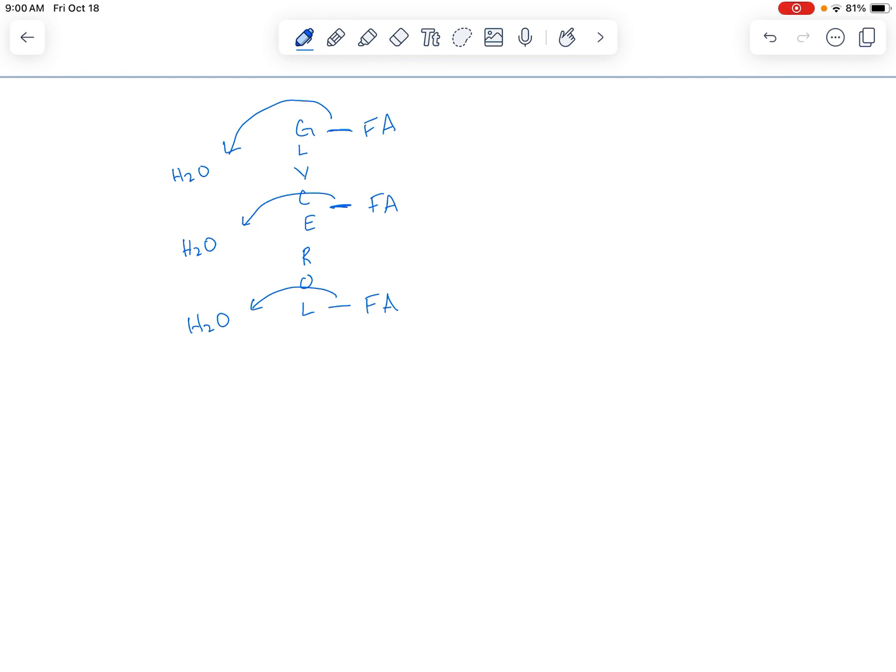Here we go. So what do I need? In order to build this lipid, I needed a glycerol plus 3 fatty acids. That's my reactants. My product would be a lipid, but not a lipid by itself, plus 3 waters. Dehydration synthesis.